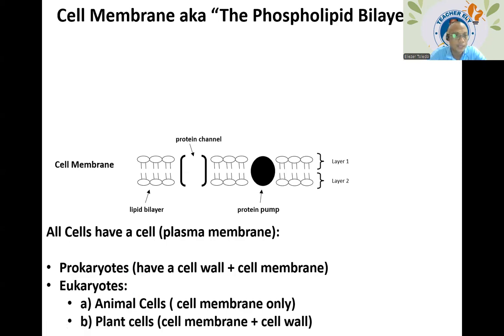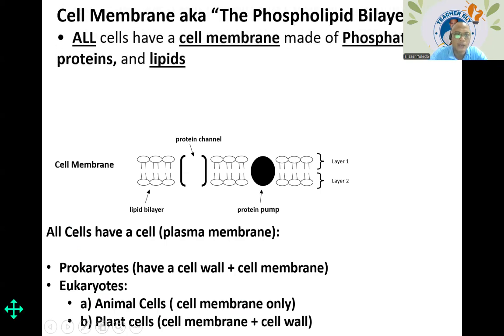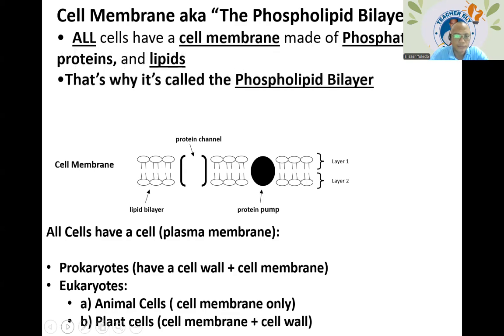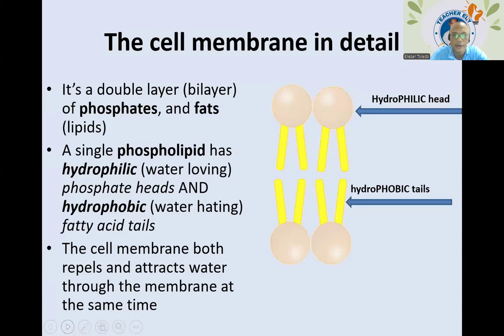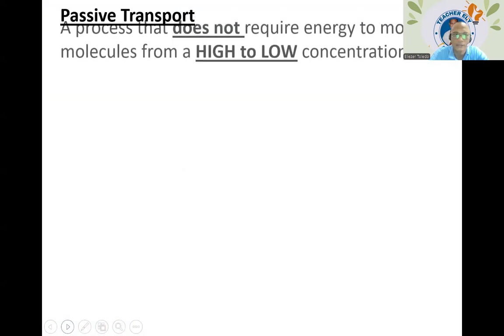Eukaryotes, animals normally have only cell membranes, while plants have membranes and cell walls. Another definition: all cells have a cell membrane made of phosphate, proteins and lipids. That's why it's called, obviously, the phospholipid layer. This is how it looks like, what we have said. Hydrophilic for the head and hydrophobic for the tail.